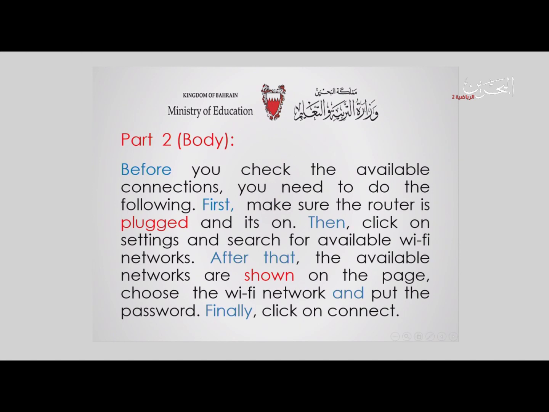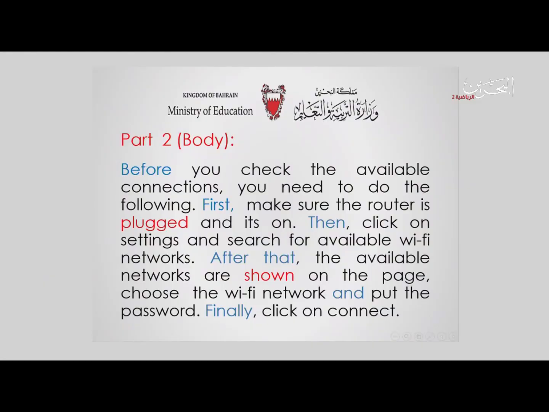Let's go on, and it's on. Then, pay attention to then. This is another transitional word. Click on Settings and search for available Wi-Fi network. After that, and this is another transitional word, the available networks are shown, and this is again the passive form that we have taken previously on the page. Choose the Wi-Fi network and put the password. The last stage, finally click on Connect.